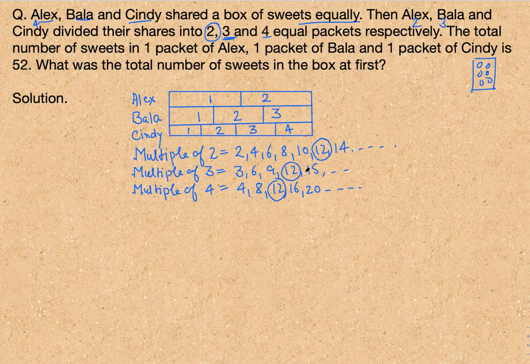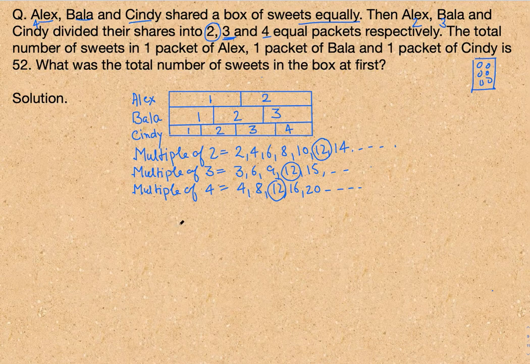That means the minimum number of sweets that Alex, Bala and Cindy could have is 12. It cannot be less than that, otherwise that number won't be divisible by all three numbers: 2, 3 and 4. I'm not saying each of them has 12 sweets, but they have a minimum of 12 sweets. That means it could be a multiple of 12, right?